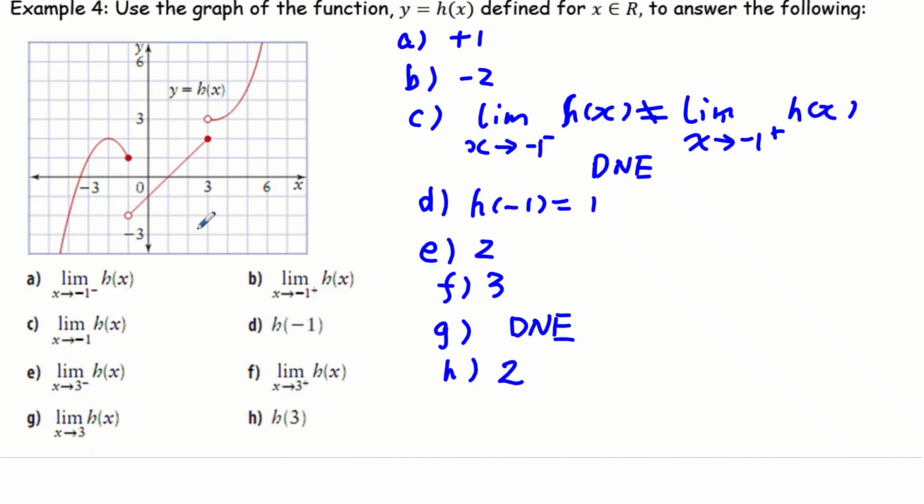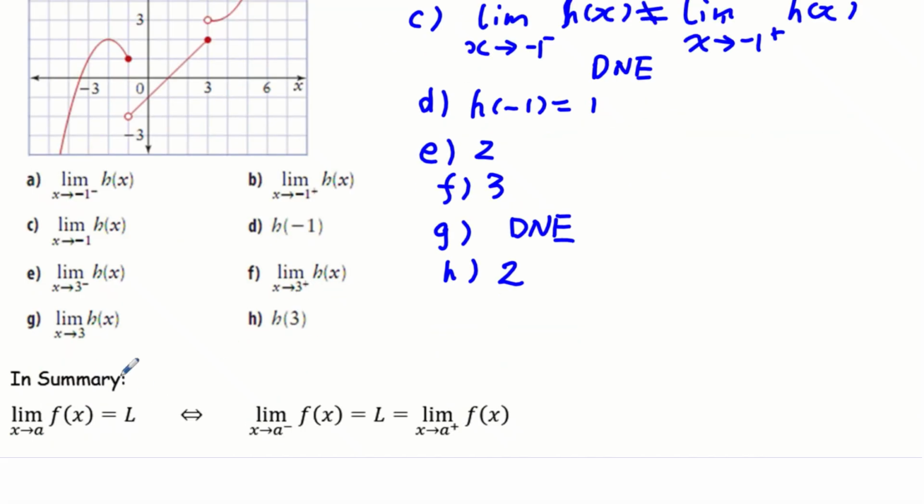So this is an example that shows you how you can read from the graph the left side, where 1 minus means from a number that is smaller than -1. Read it from the left side. So in summary, the limit of function f of x when x approaches a equals L if and only if the left side limit equals the right side limit equals a value. That value is the limit at that point.